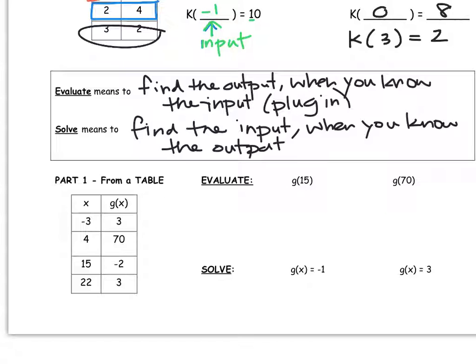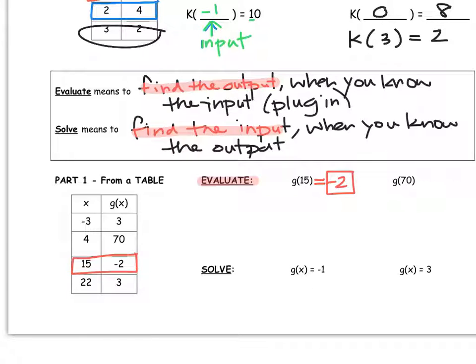Alright, so we are going to evaluate and we are going to solve in two different ways. I'm going to highlight something that's key here. Remember, evaluate means find the output. Solve means find the input. So from a table, I see the word evaluate. That means that I am trying to find the output. I'm given in this first problem the input of 15. So I find it in my table. Input is 15. The output is -2. That's my answer.